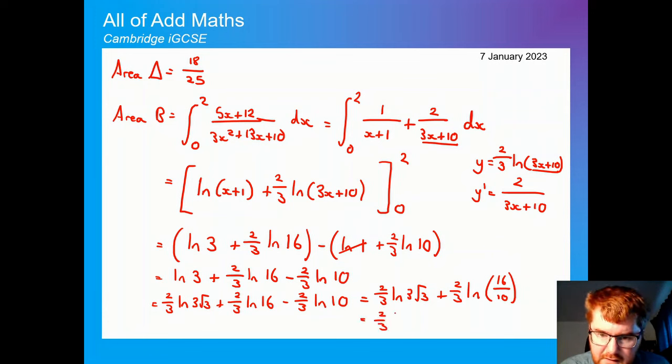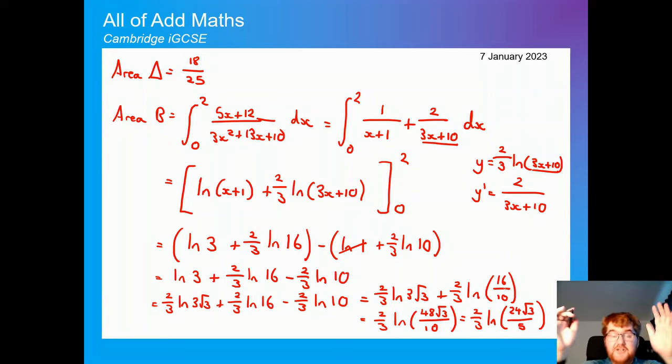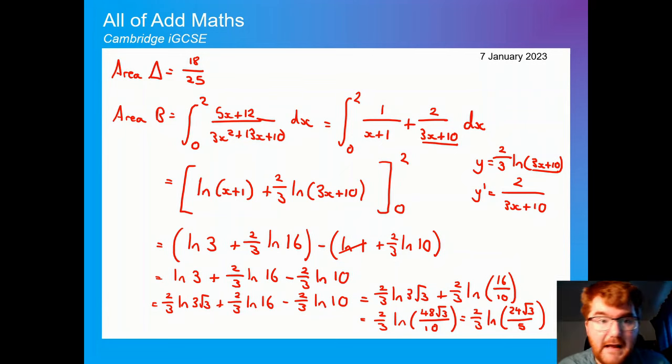So we get 2/3 natural log. Remember, adding logs is the same as multiplying. So 16 times 3√3 is 48√3/10. And now we can simplify this slightly. So 2/3 natural log of 24√3/5. So we've eventually worked out the exact value of area B.